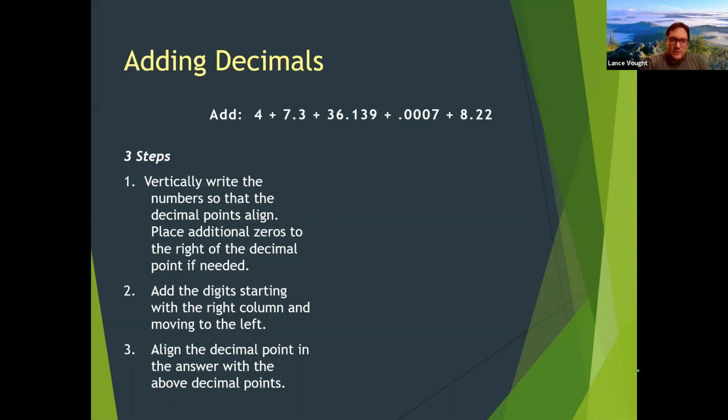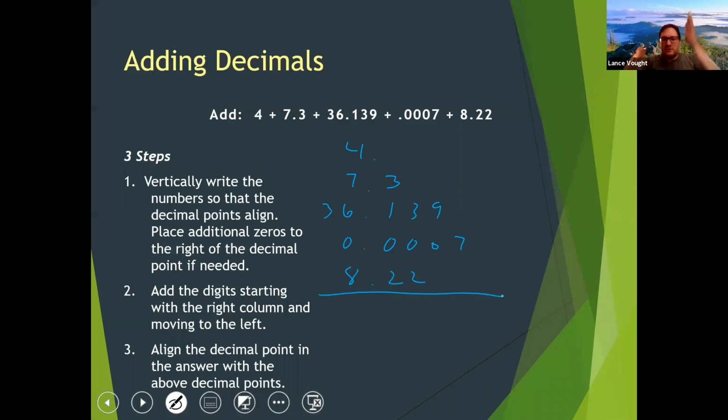So you want to make sure that 4 is a whole number, so I would put a decimal there if you know that decimals are coming. 7.3, 36.139, 0.0007, and then 8.22. That's the most important part, is to make sure that your decimal point is consistently down the line and that all of your places are consistent. So again, this is tens, ones, decimal, 1/10, 1/100, 1/1000, 1/10,000.